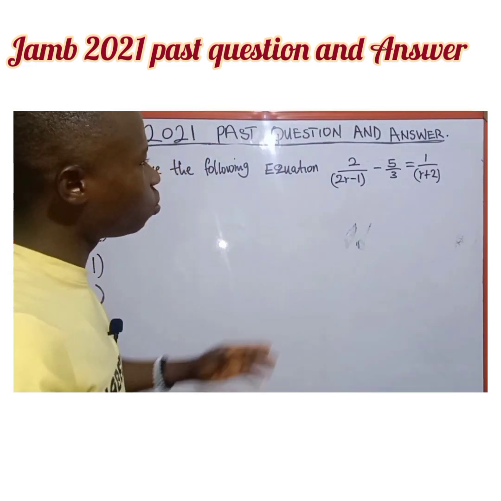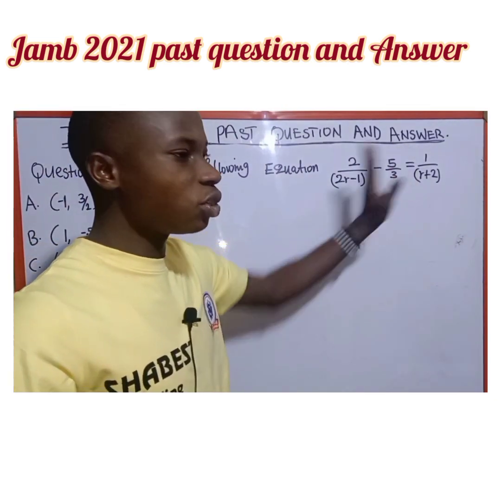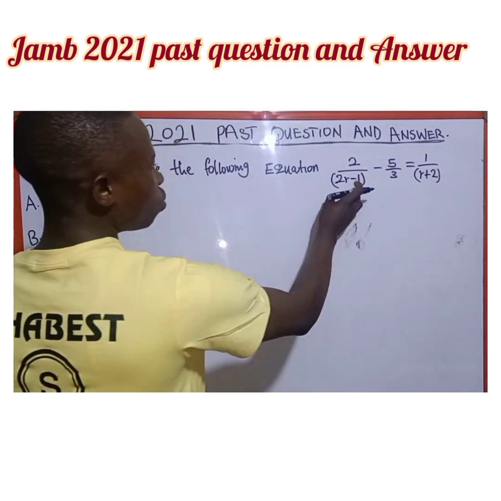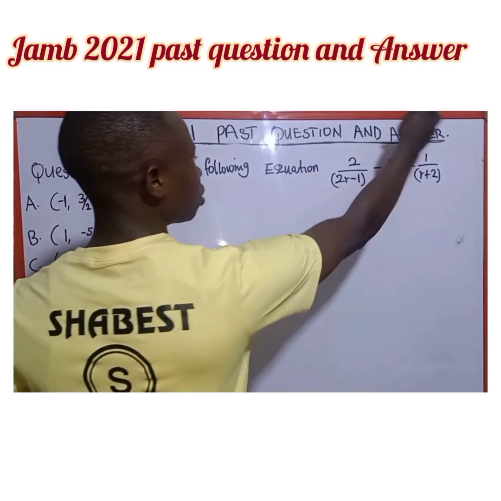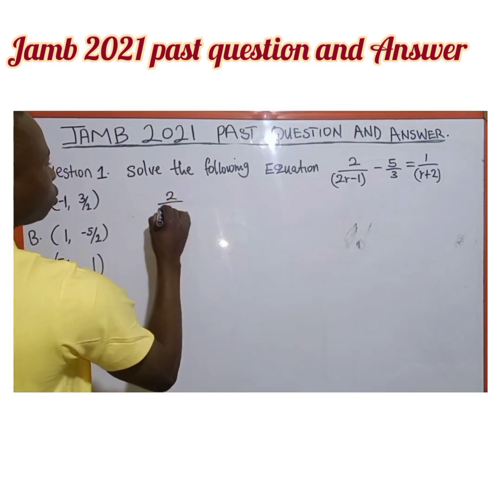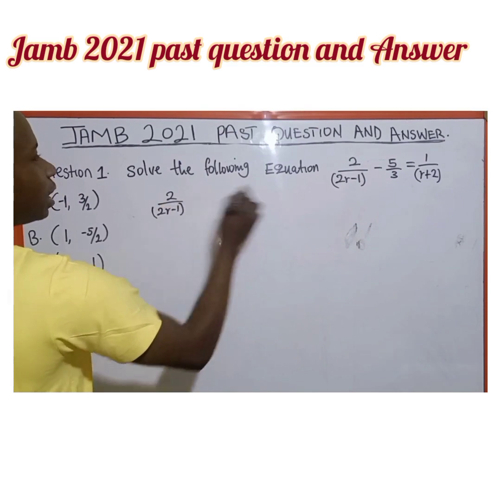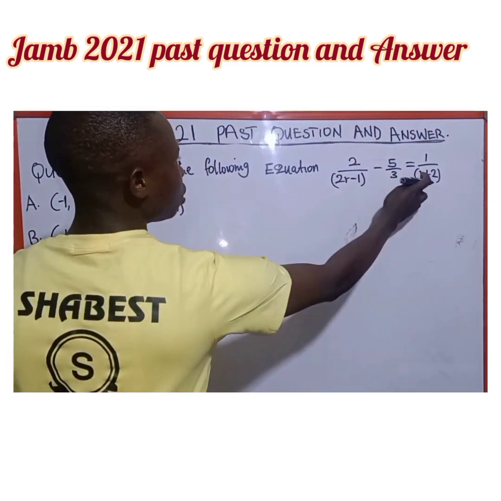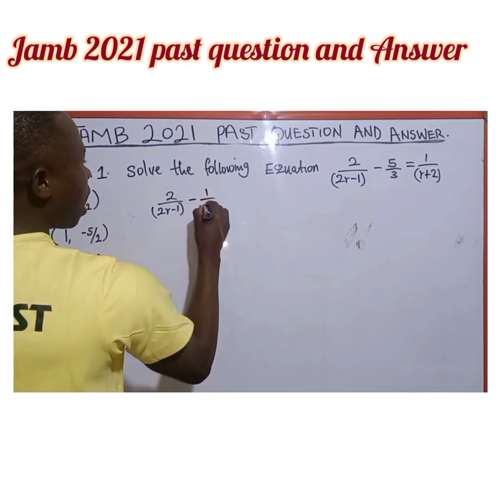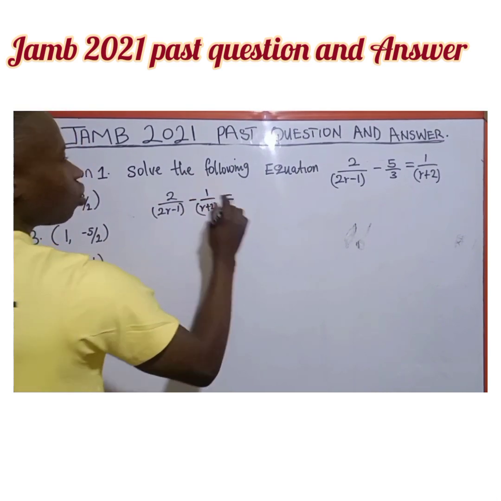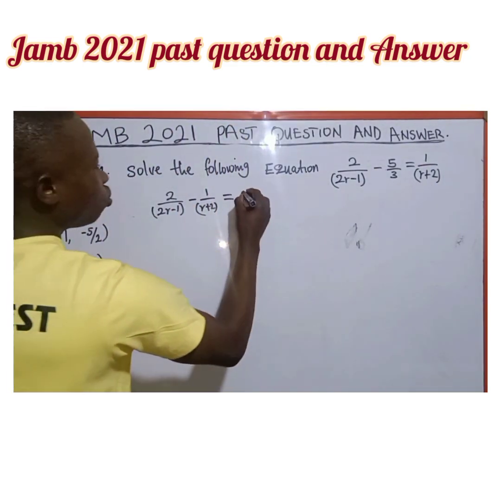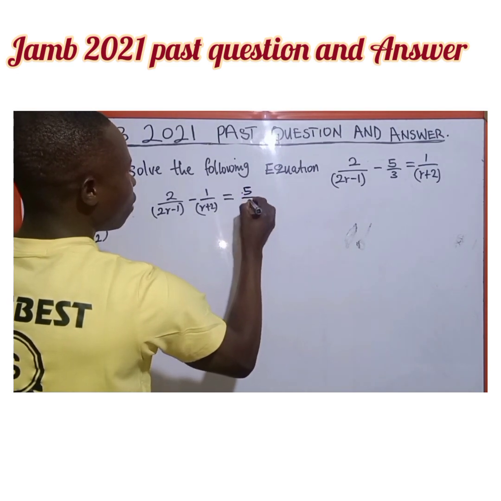The first thing we need to do is to rearrange this equation. We are going to combine the like terms. So we are going to move this to meet this 2 over 2r minus 1. Then we take this constant to the other side of the equation. So we are going to have 2 over 2r minus 1, then taking this to meet this, it is positive, it is going to change to negative 1 over r plus 2, which is equal to negative 5 over 3, which is going to cross this equality sign and be positive 5 over 3.